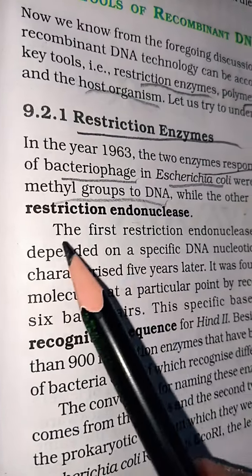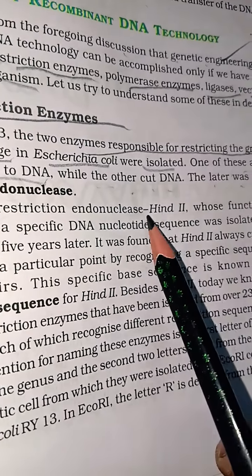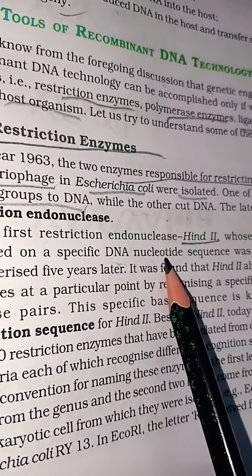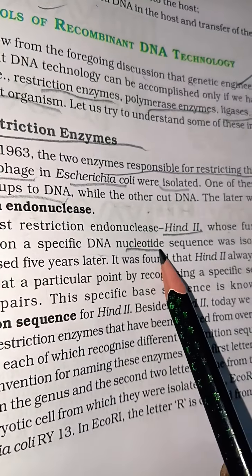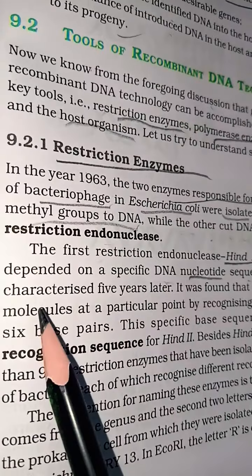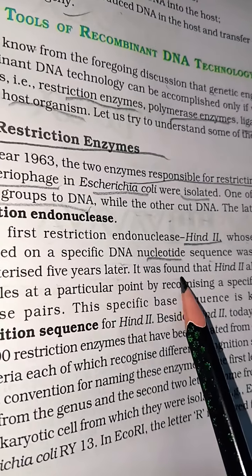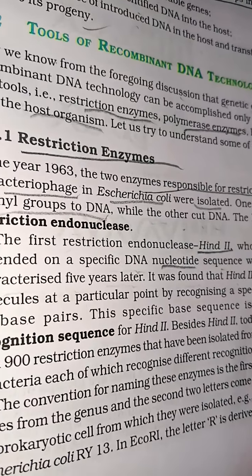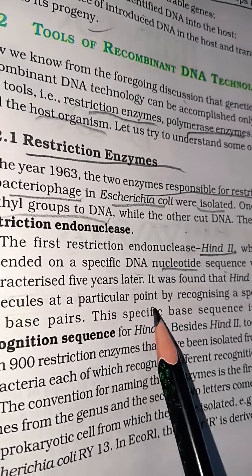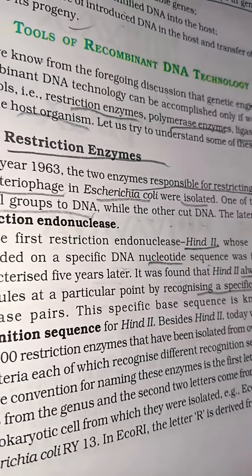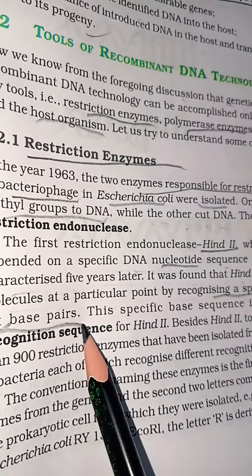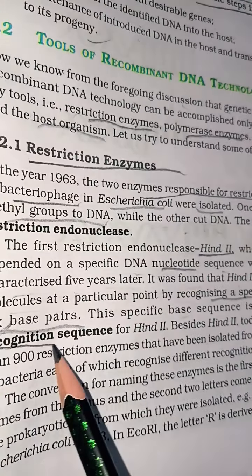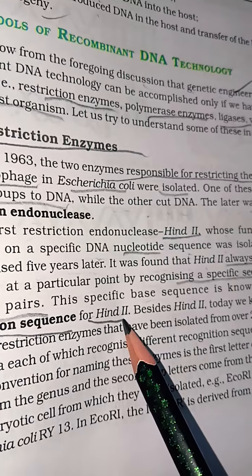The first restriction endonuclease, Hind II, whose functioning depended on a specific DNA nucleotide sequence, was isolated and characterized 5 years later. It was found that Hind II always cut DNA molecules at a particular point by recognizing a specific sequence of six base pairs. This specific base sequence is known as the recognition sequence for Hind II.